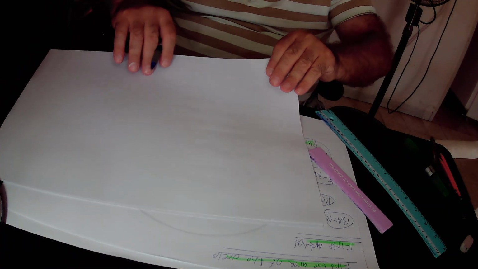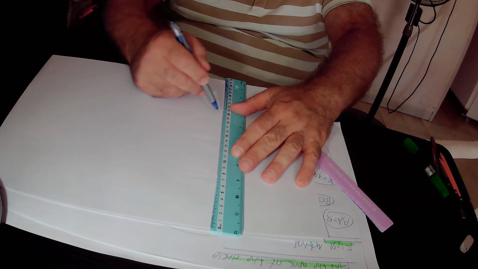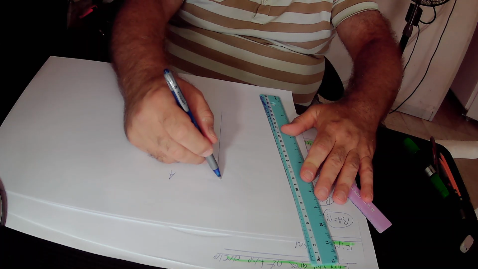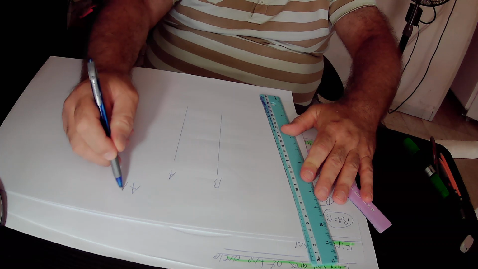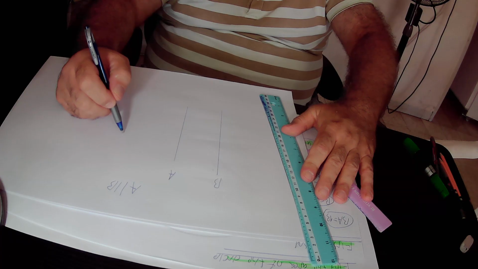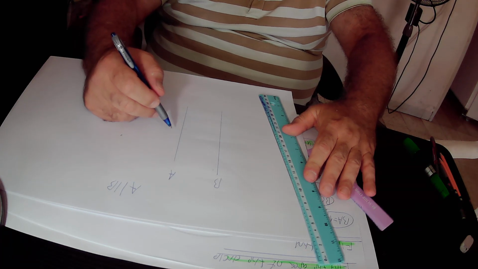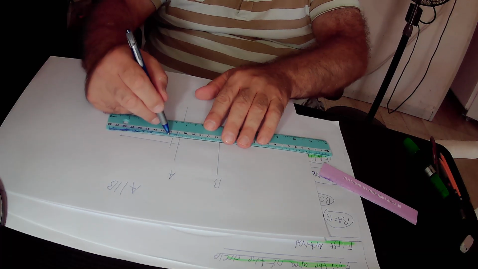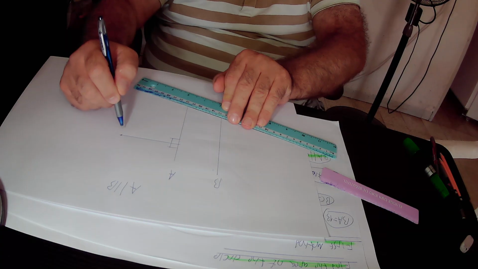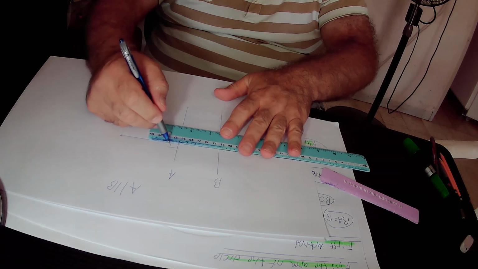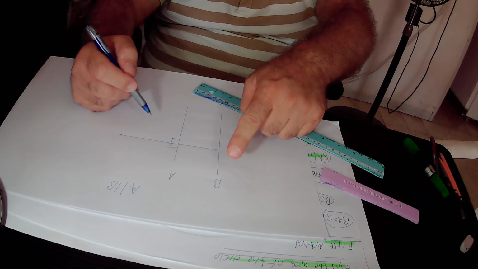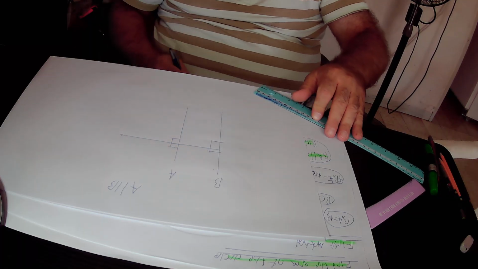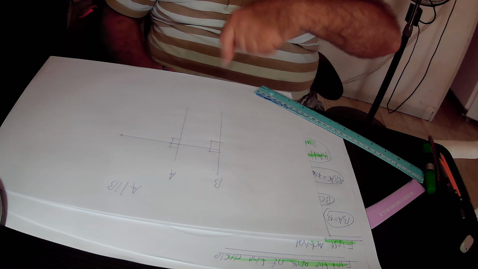If we have two parallel lines, for example, line A is parallel to line B, and from this point we draw a perpendicular to line A, and we extend the perpendicular towards line B, then the perpendicular to line A will be also perpendicular to line B. The perpendicular to line A is also perpendicular to line B.